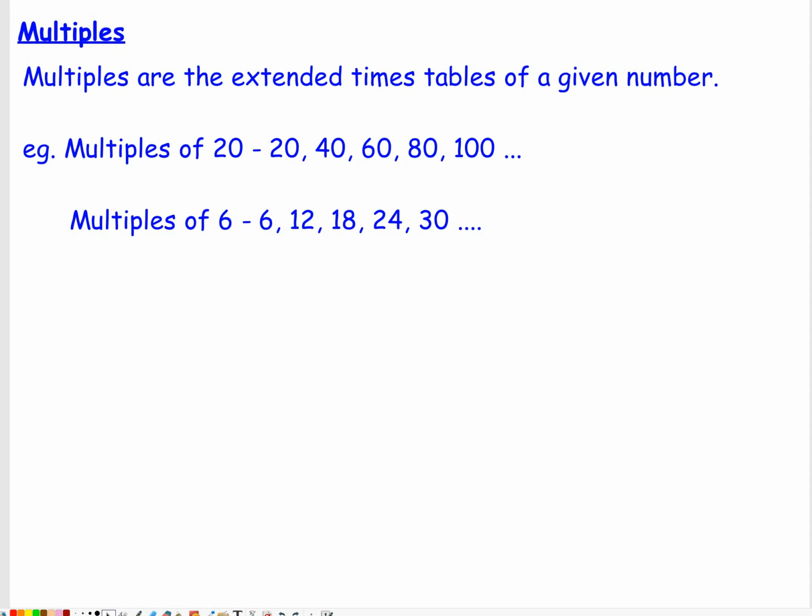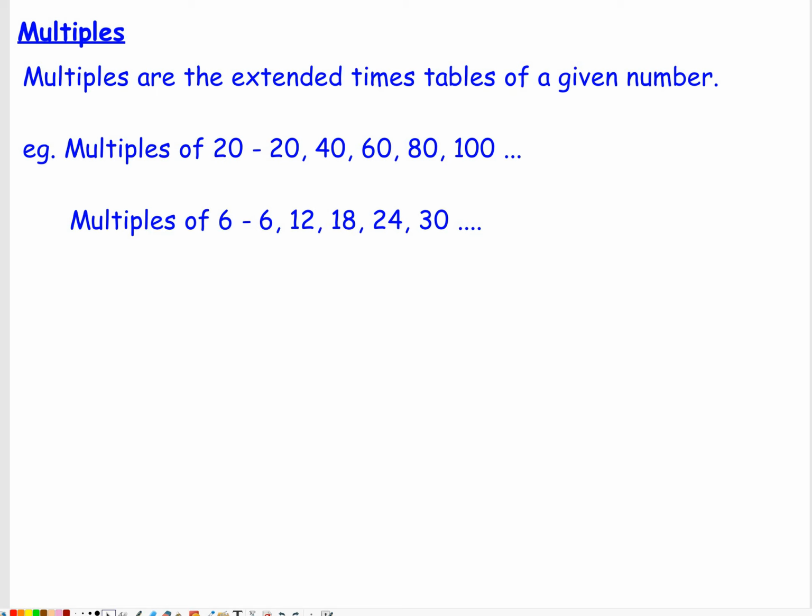So multiples are the extended times table of a given number. For example, the multiples of 20 would be 20, 40, 60, 80, 100. 1,000 would also be a multiple of 20. 2,000 would also be a multiple of 20. 50,000 would also be a multiple of 20, as these are all in the 20 times tables.